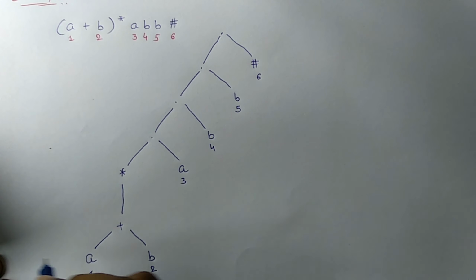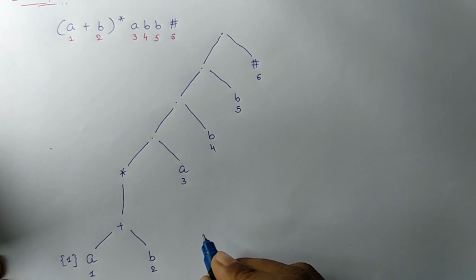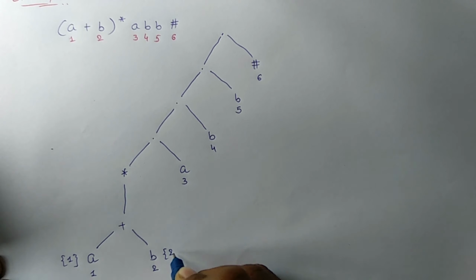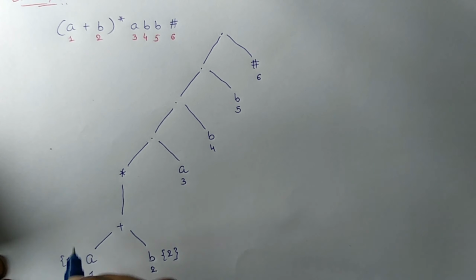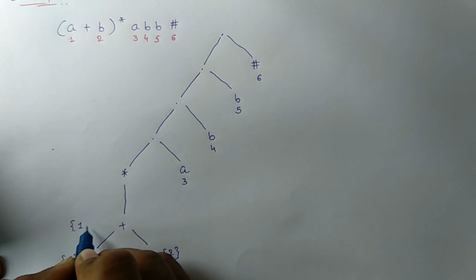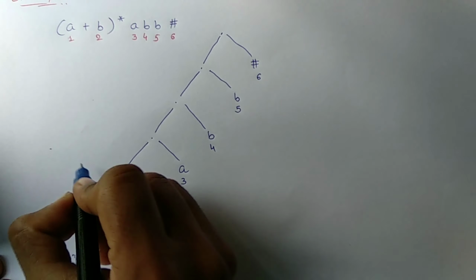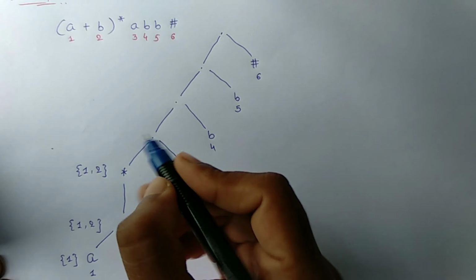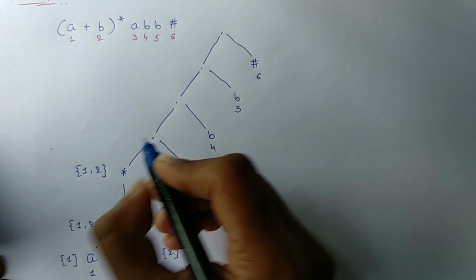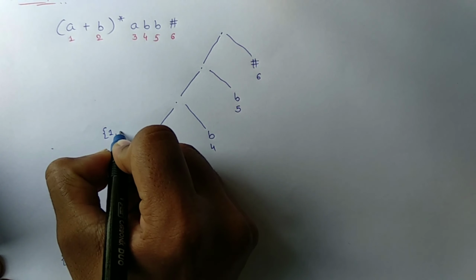So at this position, this is 1, this is 2. So here it is either 1 or 2. At this position it is also 1 or 2. At this point it is either 1, 2 or 3.